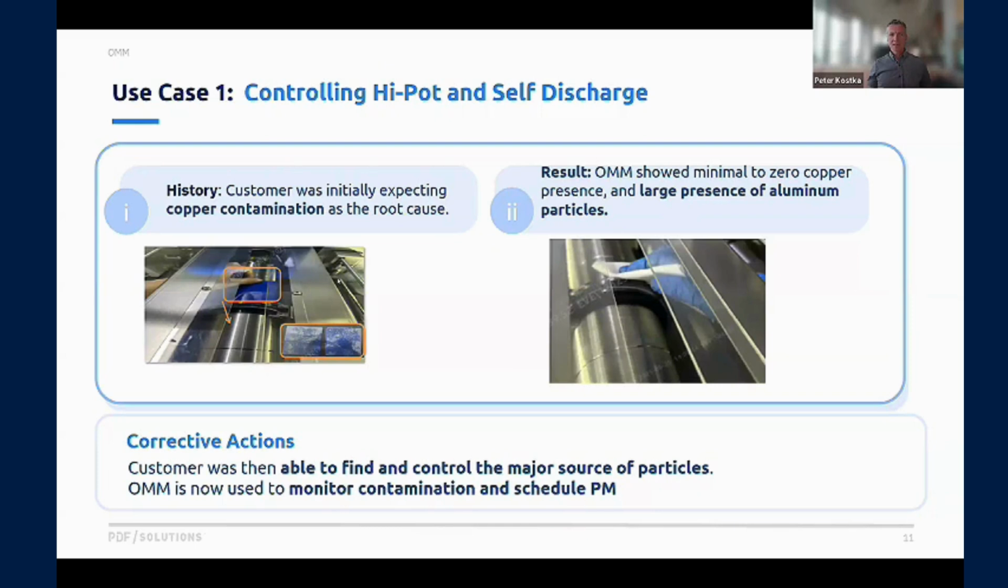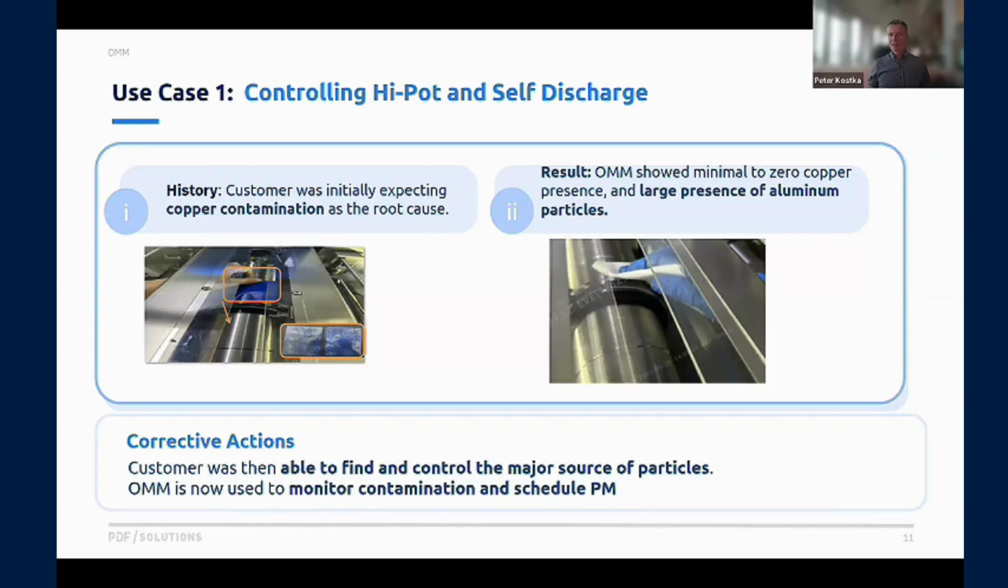So what happened here is, the customer said, oh, okay, fine, aluminum. So let's go back to the machine and look for sources of aluminum contamination. They were able to find something. On the left here, you can see them, once they had the most likely source of the contamination, they did some surface sampling.